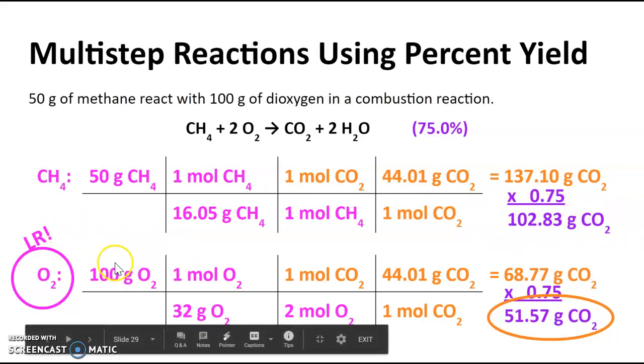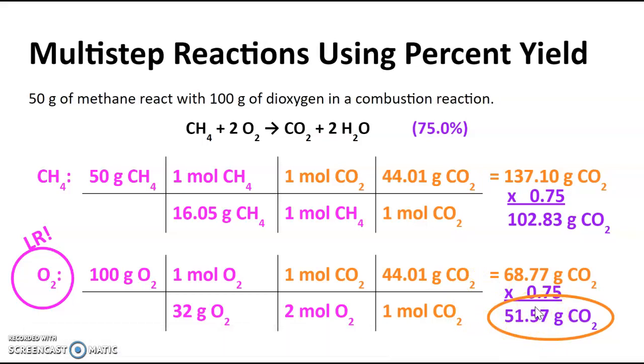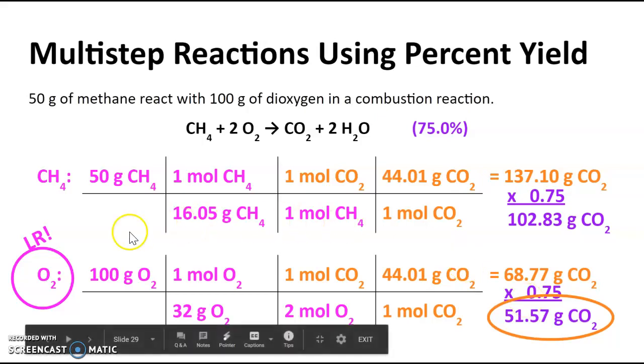Our oxygen, which is 100 grams, can be used to make 68.77 grams of CO2, and times 0.75 means we can make about 51.57 grams of CO2. So it's about half as much. And so because of that, we are only going to consider the amount of product made by the oxygen.